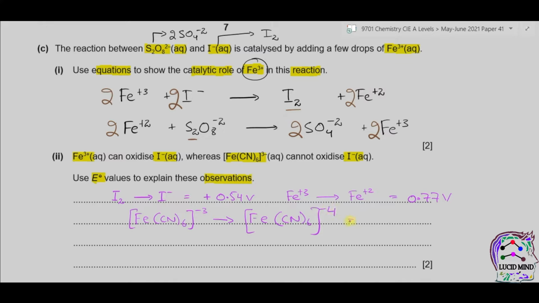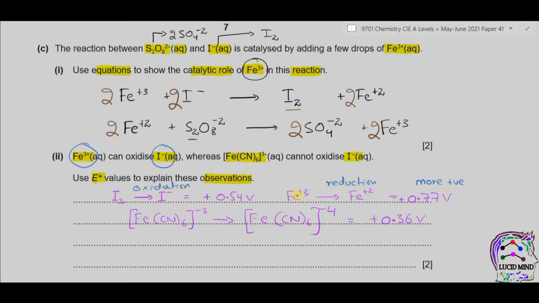The reduction potential value is 0.36 volts. Now it says that iron +3 can oxidize iodide. From the reduction potential values, we can see that the reduction potential of iron +3 to +2 is 0.77, which is more positive as compared to iodine to iodide, which is 0.54. The more positive one means that reduction will occur, and in the other one automatically oxidation will occur.